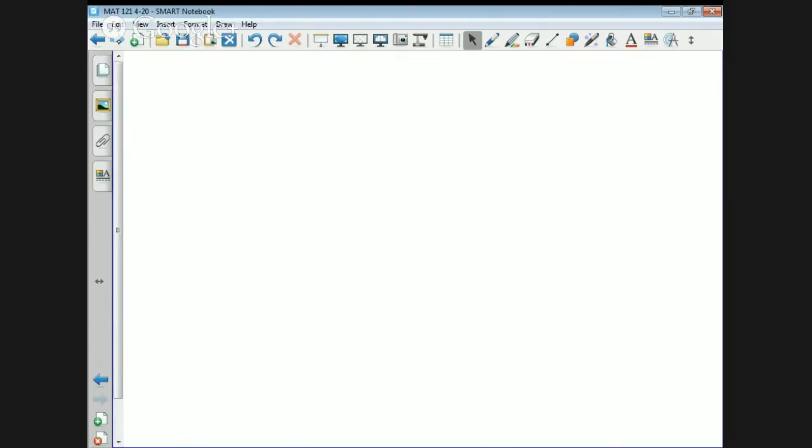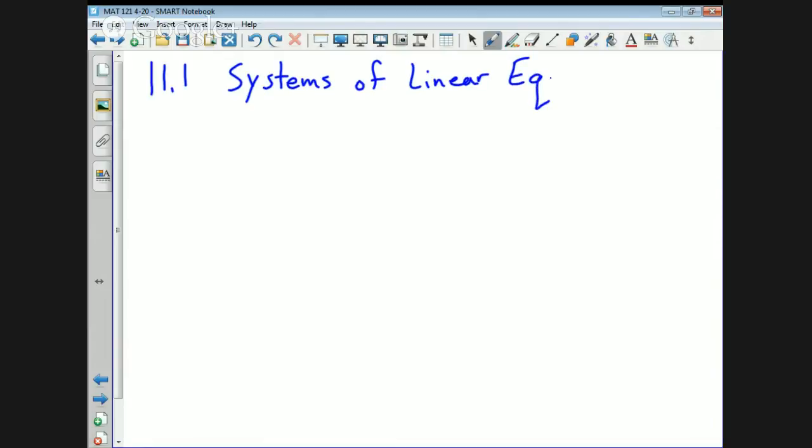Moving into something completely different, we'll look at 11.1, and this is systems of linear equations in 2 variables. Now, what does this mean? You know, systems of linear equations in 2 variables, and that could just be Greek to a lot of you.